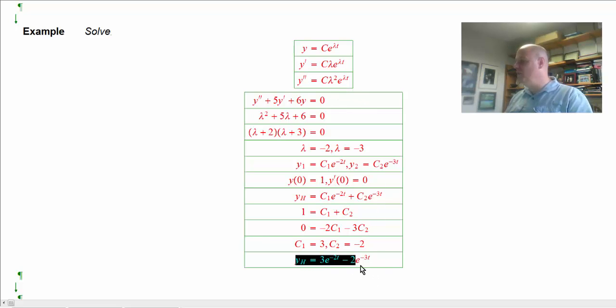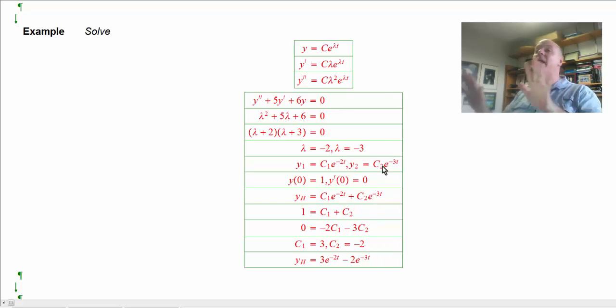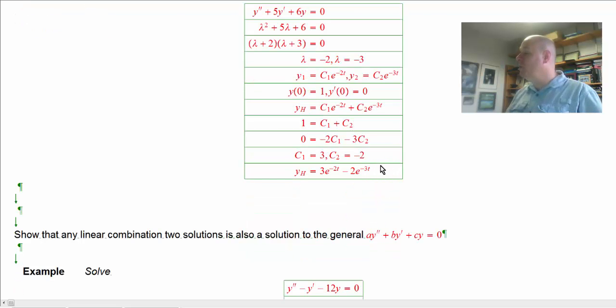As far as existence and uniqueness, well, existence, there it is. Uniqueness, I only had one choice for the C's. And I had two choices for the lambda, but I had to add them together in order to get the two C's in order to satisfy the two initial conditions. So, in general then, let's show this in general.